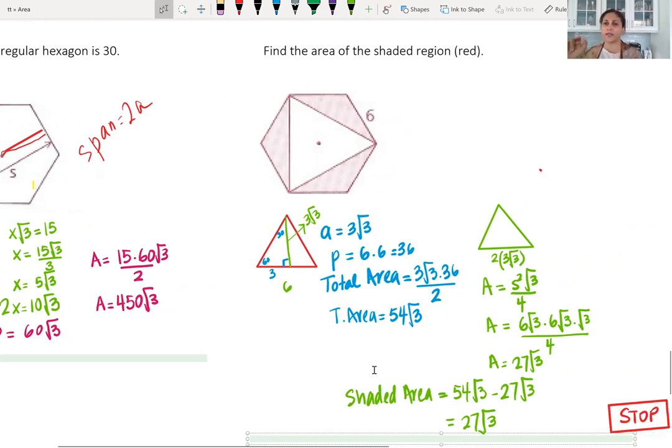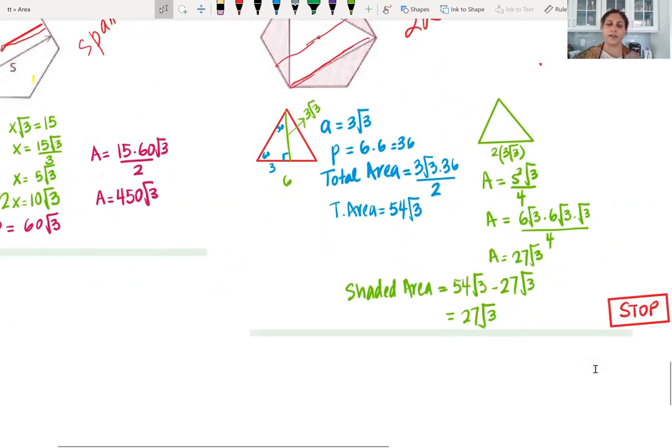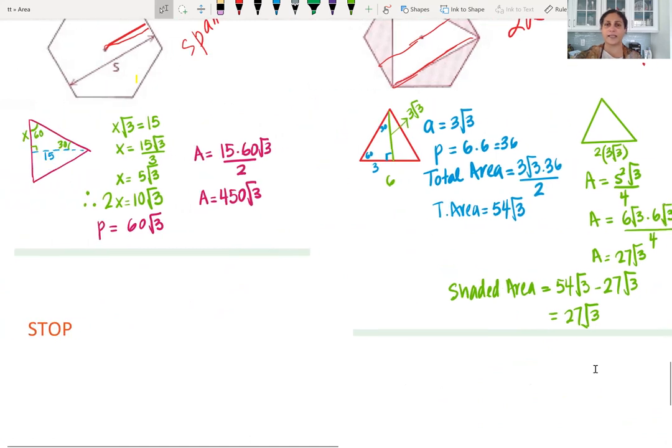However, the equilateral triangle in the middle, each of these sides is actually a span, right? And so that measurement is 2 times the apothem. And so I have an equilateral triangle where each side is 2 times the apothem. And I use the equilateral triangle formula. Be very careful, don't make mistakes. I hope I haven't made mistakes. And that is the answer.